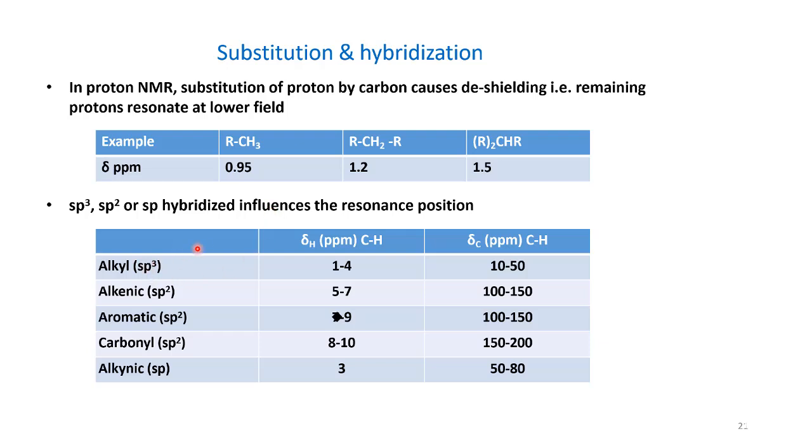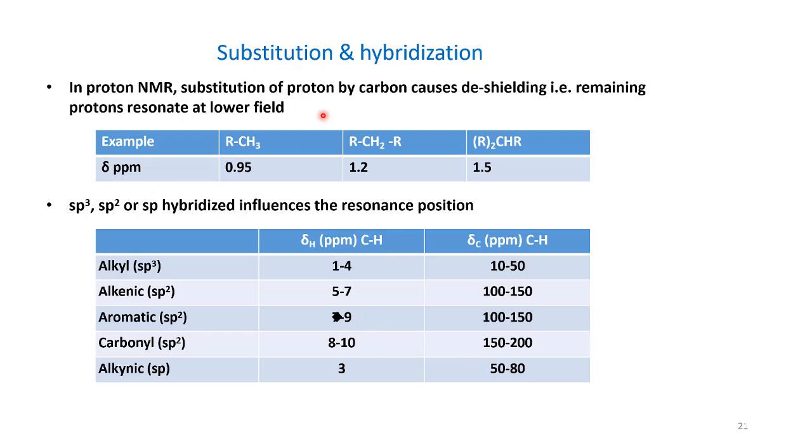For sp3, the delta for the proton will be around 1 to 4. For sp2, it increases to 5 to 7. For sp2 aromatic compounds, it is 7 to 9. For carbonyl sp2, it is 8 to 10. For sp, it is somewhere around 3. For carbon nuclei, it starts from 10 to 50, then 100 to 150, keeps increasing to 200, and for sp it is 50 to 80.